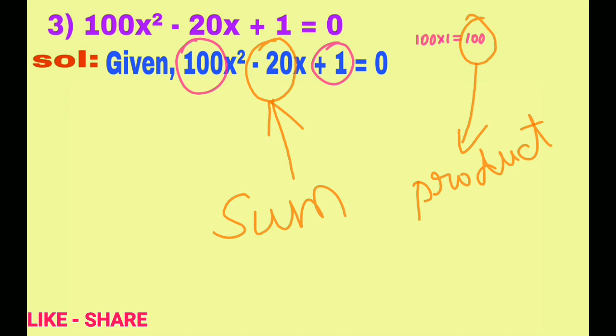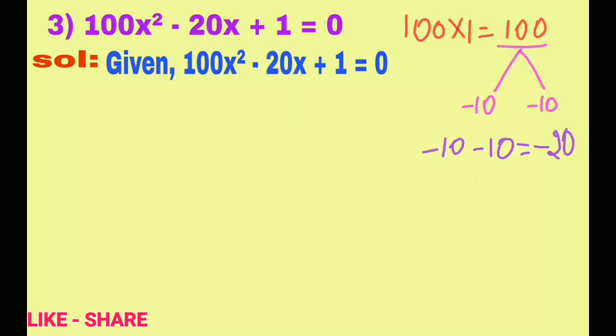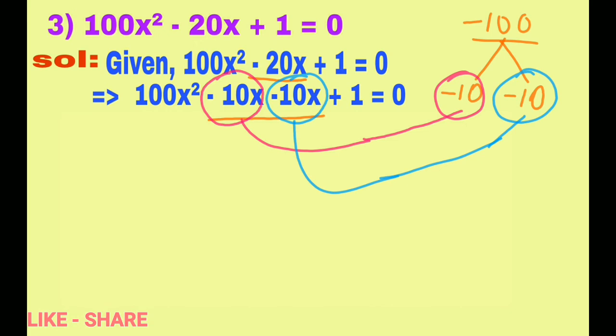Now we have to choose two numbers such that their product is 100 and their addition or subtraction must give minus 20, which means minus 20 is the coefficient of x. If we choose minus 10 and minus 10, their product gives plus 100 and their addition gives minus 20. Hence minus 10 and minus 10 are the required numbers. Hence, in the next step, the middle term minus 20x has to be split into minus 10x minus 10x.